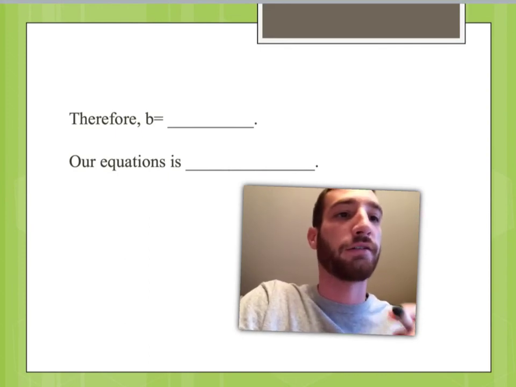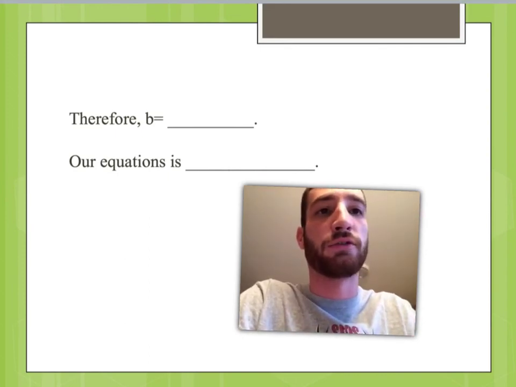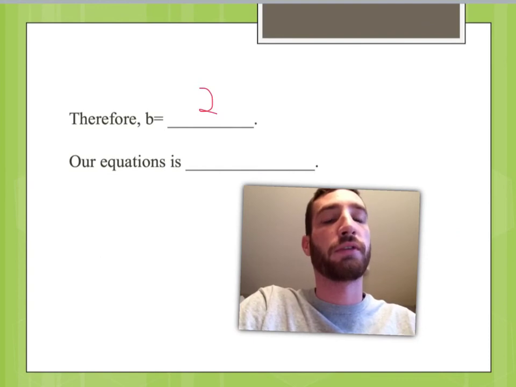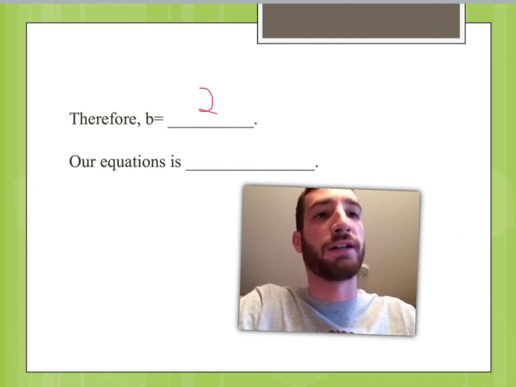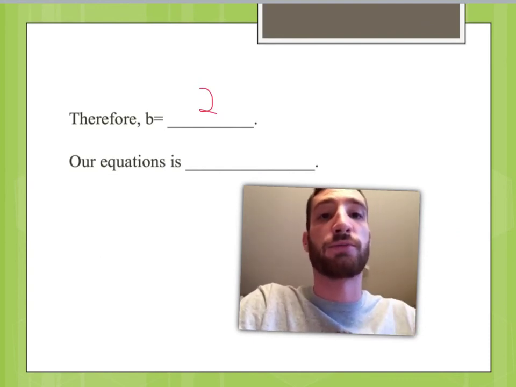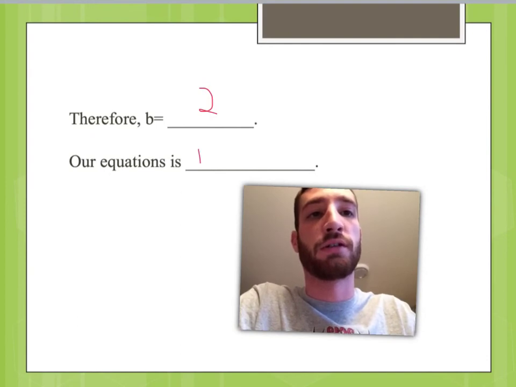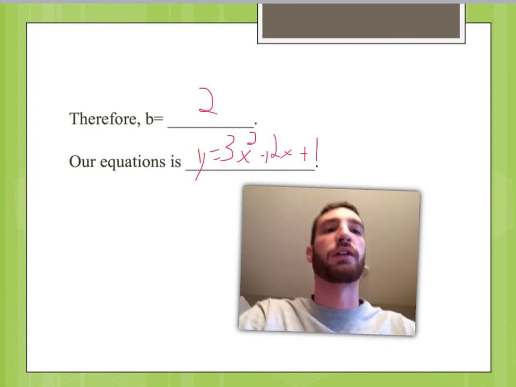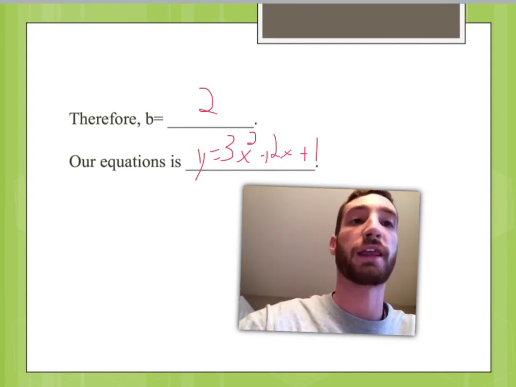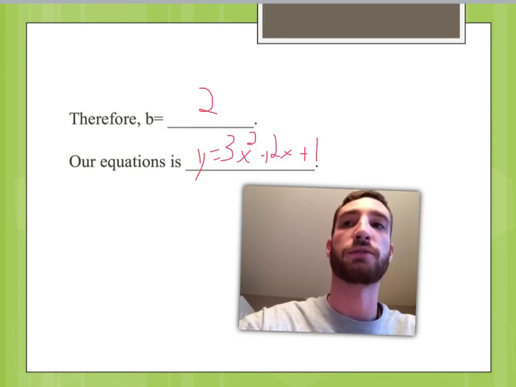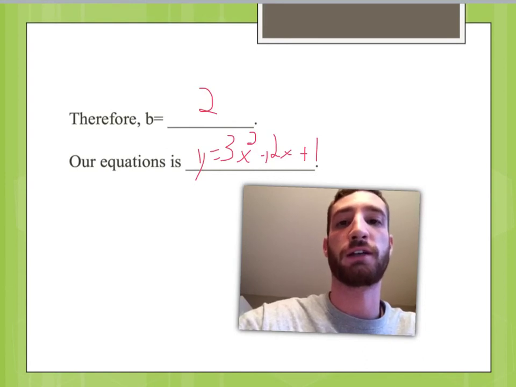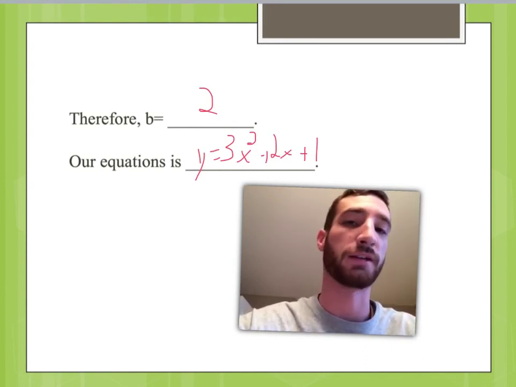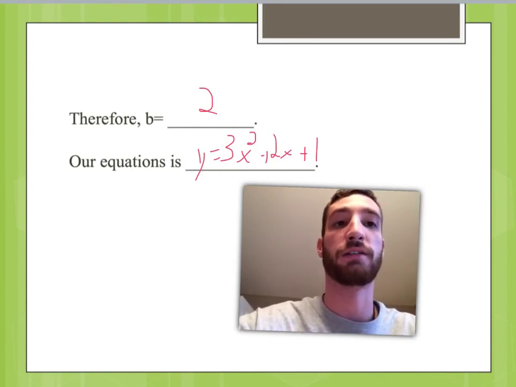Alright, so like I said on the last slide, b was equal to 2. And if we look back before, we already said that a was 3. We said that c was 1. So that makes our equation y equals 3x squared plus 2x plus 1. Now if you have a graphing calculator, plug that equation into your y equals screen, bring up your table, and check to make sure it comes out to be the correct equation.